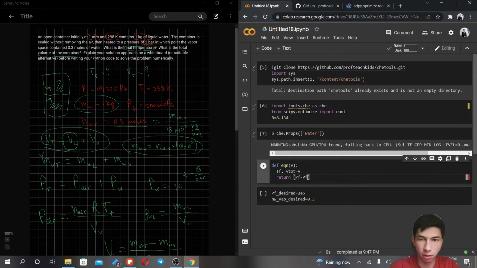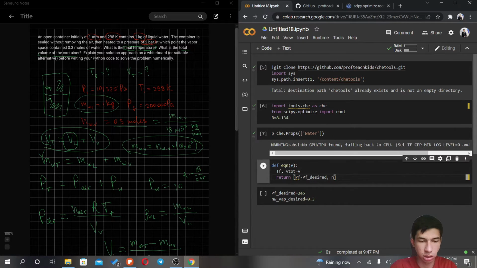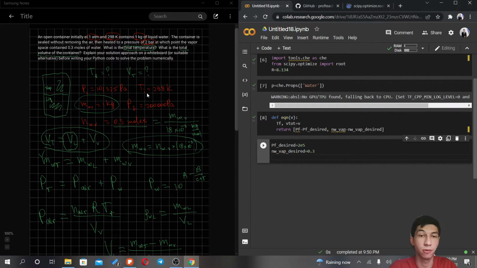Okay, we said pressure final desired, and the same thing with the amount of water in vapor, subtracted by vapor desired. So we run it. So here now we can include other knowns from the question.